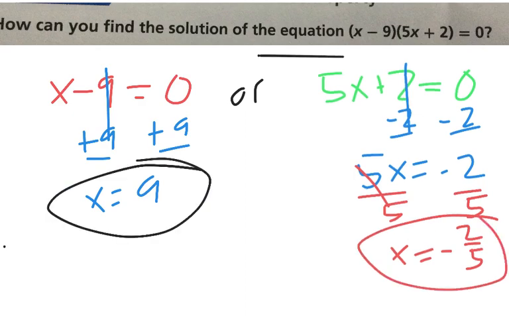So one of these two things must be true. Either the x value is 9, or the x value is negative 2/5. Which one is it? You don't know. They both are valid solutions.